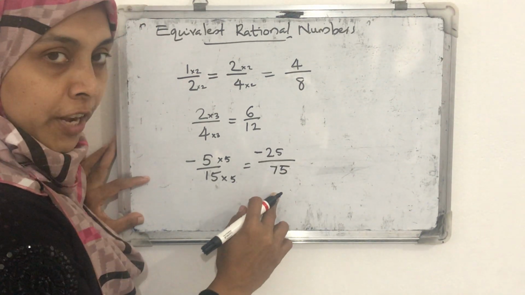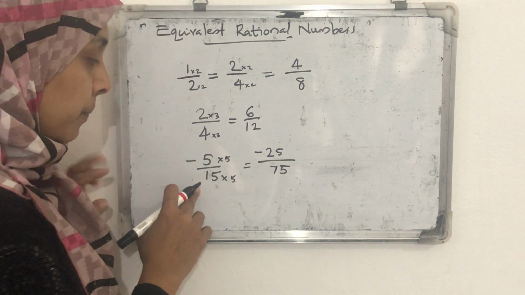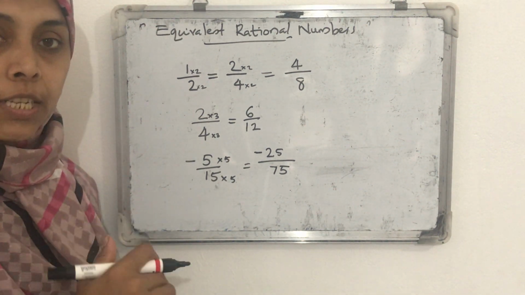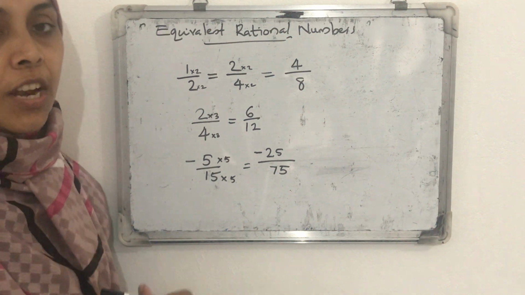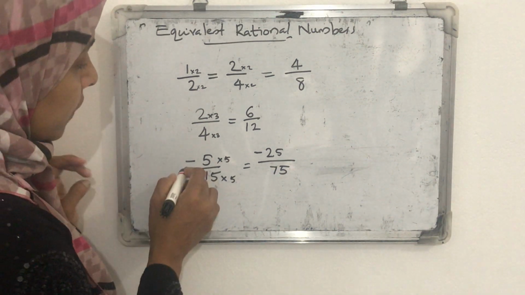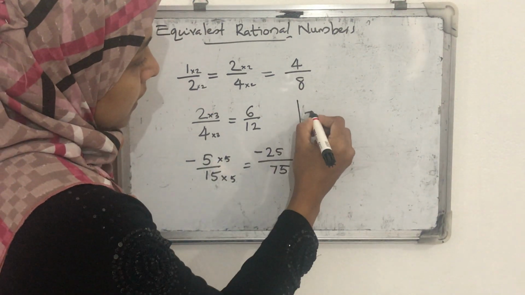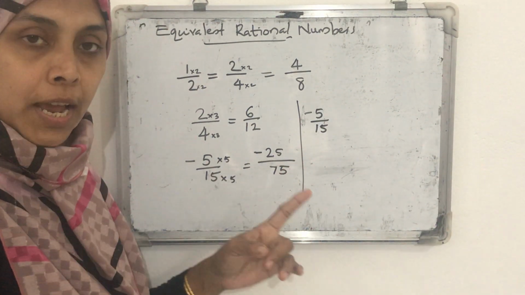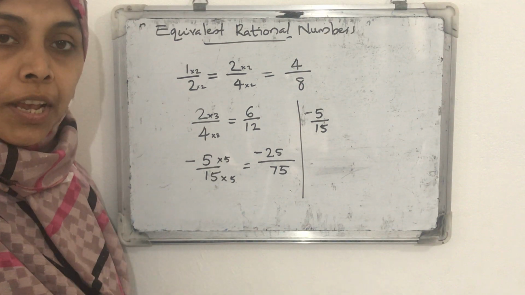So this is one equivalent rational of minus 5 by 15. And not only by multiplying, we will get equivalent rationals by division also. If we take the same rational number, minus 5 by 15, we can find an equivalent rational of this by dividing by a number.